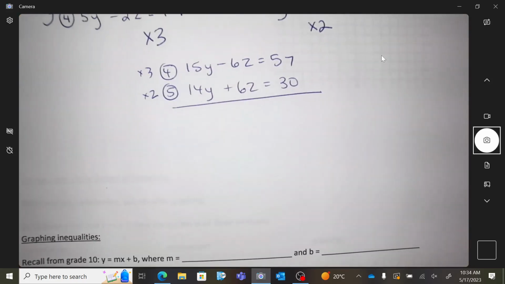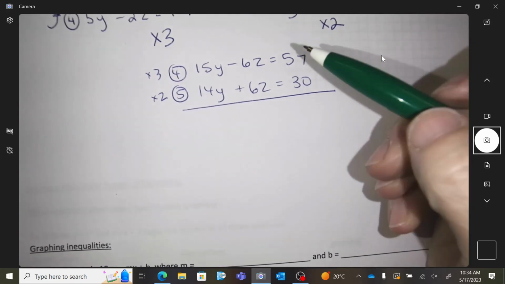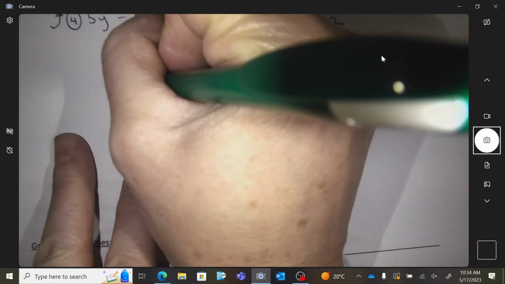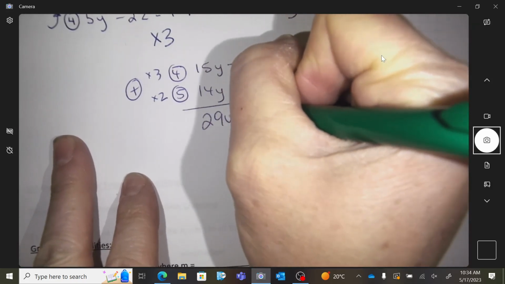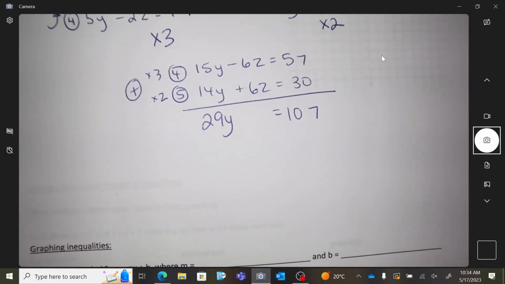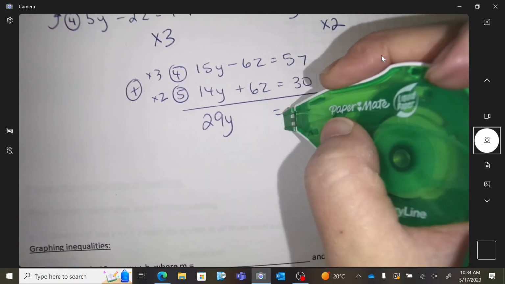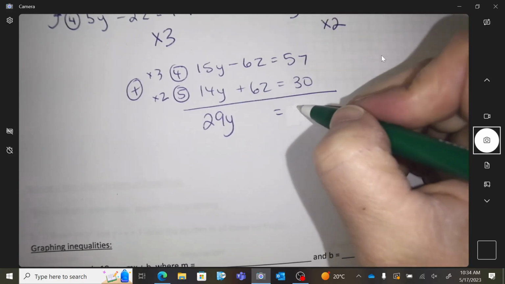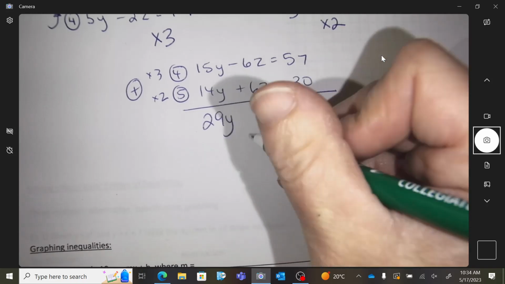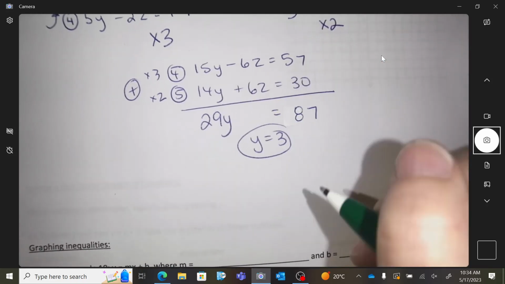Okay, that's good, the setup. So add or subtract those z's out. Add them out, so 29y equals 107. Whoa, no, wow, 87. Just seeing if you're also doing it. Just checking, just checking. 3.